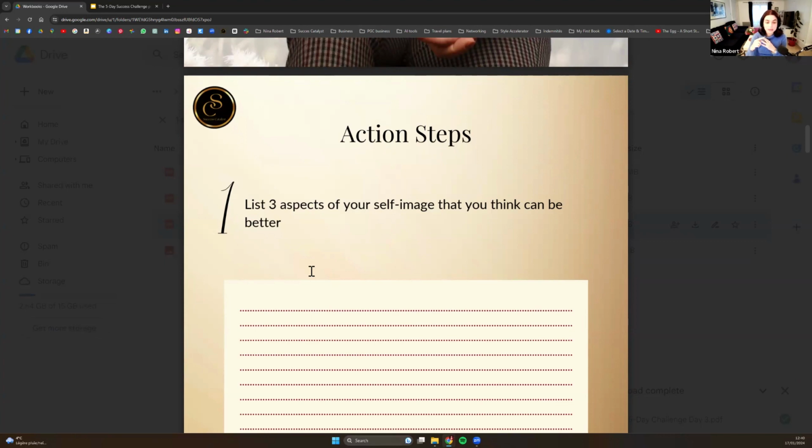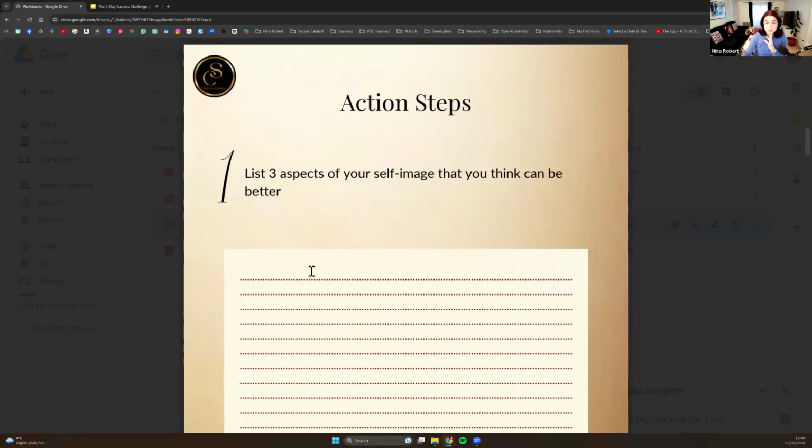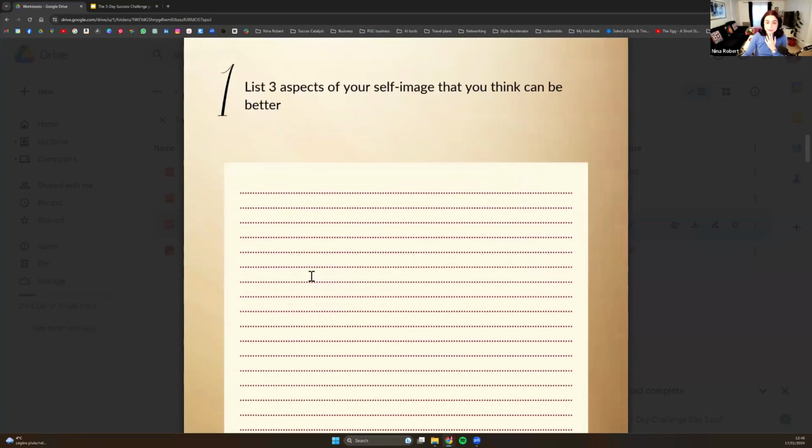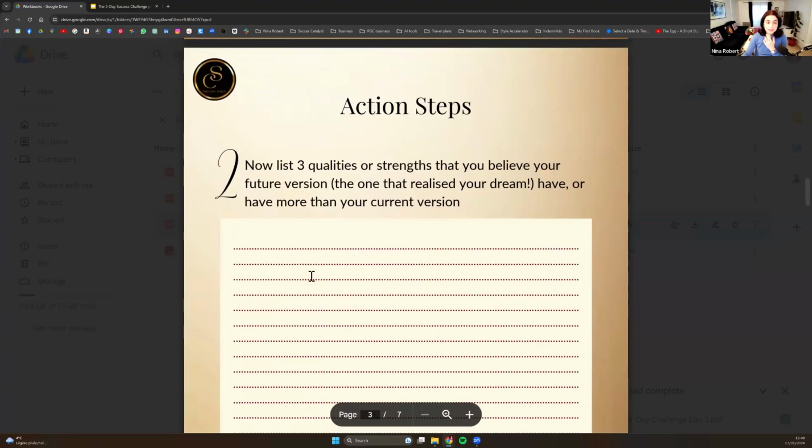I don't remember the third aspect, but here are just a few examples for you to start thinking about a few aspects of your self-image that you think can be better. I'm not saying that these are now a negative thing, but they probably can be better. So yeah, I'll let you think about that.